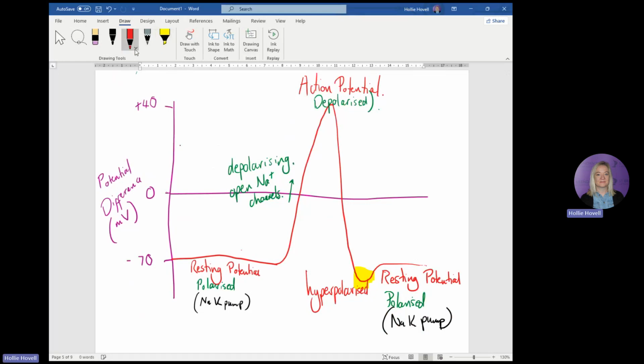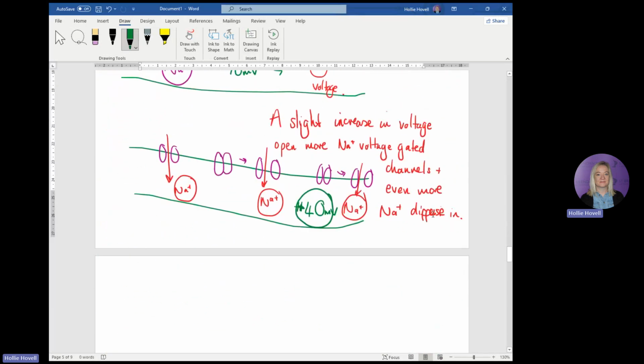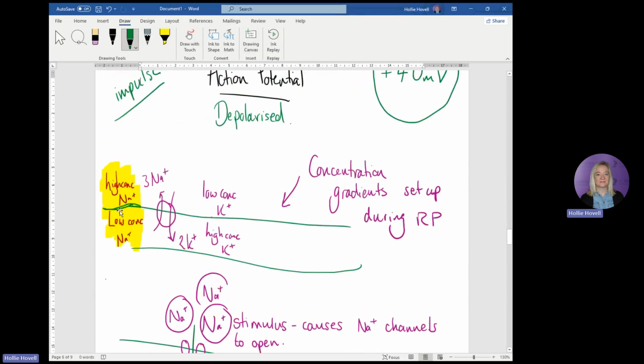And as it's coming down here, we can say that it's repolarizing. So let's have a look at how it repolarizes. So if we go back down to here, you remember just here that we set up 2 concentration gradients. Now we're going to use this one next. So in resting potential, we set up this concentration gradient where we had a higher concentration of potassium ions in the axon compared to outside.